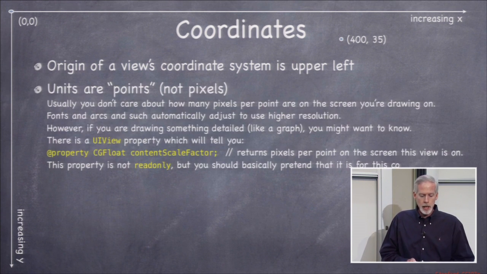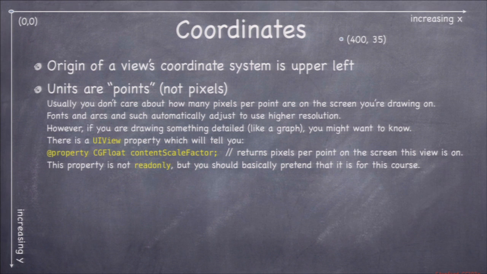Okay. The units in all this drawing are points, not pixels. Probably you already understand why this is, because some devices have lots of pixels, right? I mean, very high density pixels like these retina displays. Other ones, like some of the iPads, older iPhones, they don't have as many, they're not as dense of pixels. Well, if we didn't use points, if we used pixels, then things we drew would be really small if the pixels were small and really big if the pixels were big. So we abstract that away by using points.